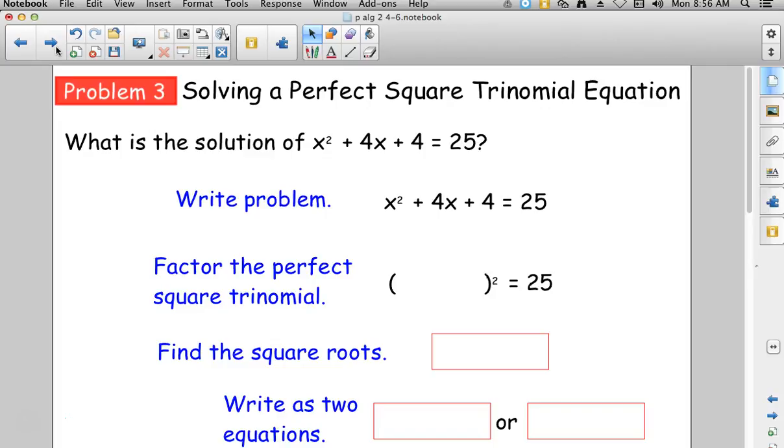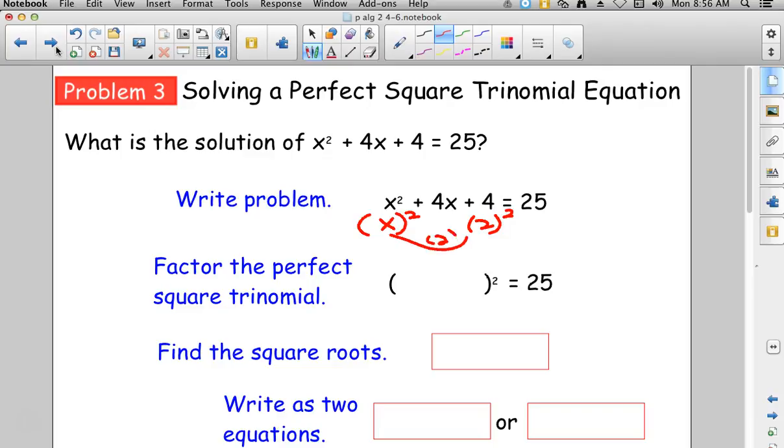But if we focus on the fact that this is something squared and this is something squared, then we can start to feel like, hey, wait a minute, this might not be as different as we think it is. Because if we check that middle term by multiplying x times 2 and doubling it, we can write that as a binomial squared. So this becomes x plus 2 squared.